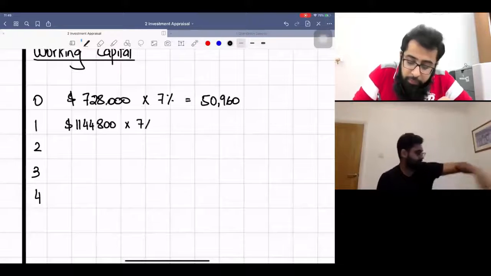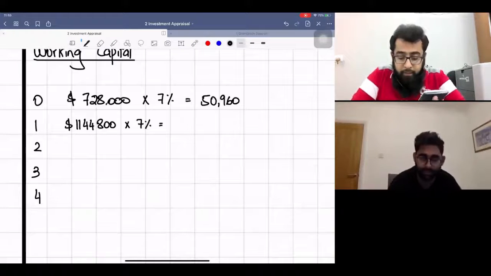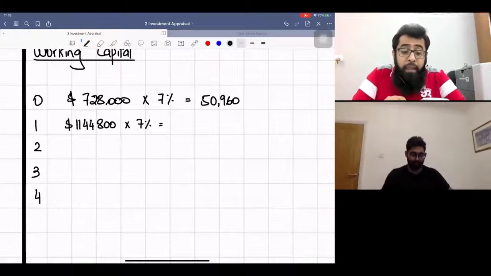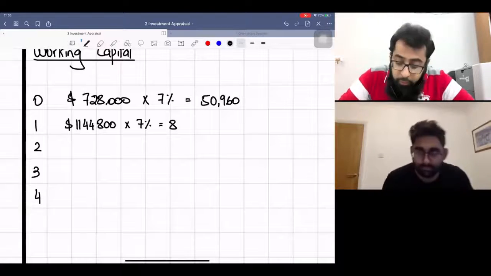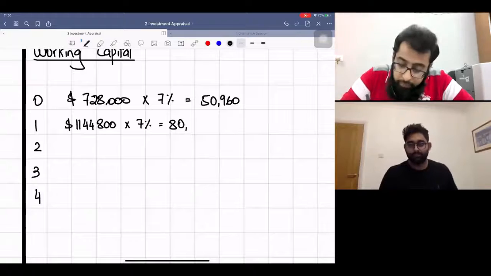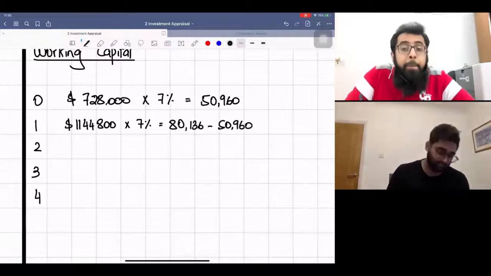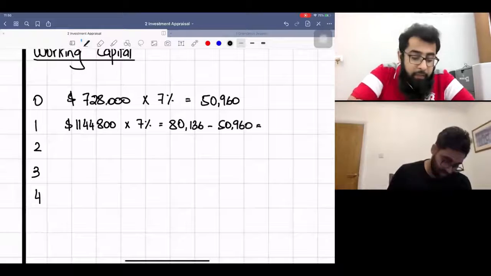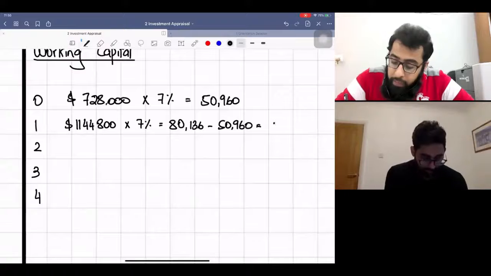11,448,000 into 7%. How much is it? 8136. Now, if you look at it, we already have 50960 invested. So we will invest the incremental amount only. Because if I have already some working capital, why I will invest the whole of the amount?